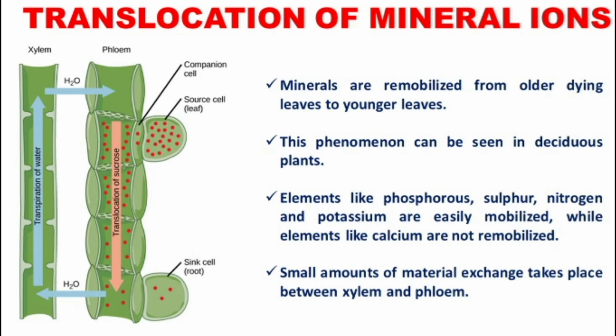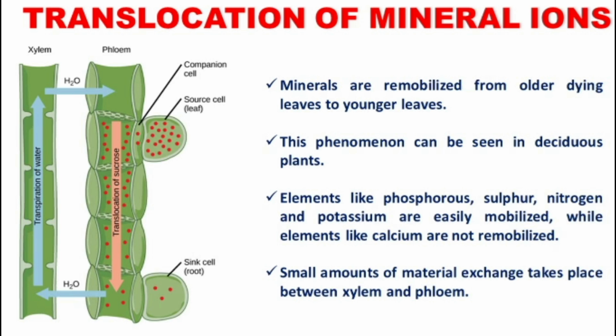This phenomenon can be seen in deciduous plants. The plants shed the leaves in order to protect against excess transpiration. That means they reduce the rate of transpiration. During the autumn season, they usually carry out this kind of process. The elements like sulfur, phosphorus, nitrogen and potassium are easily mobilized while the elements like calcium are not remobilized.